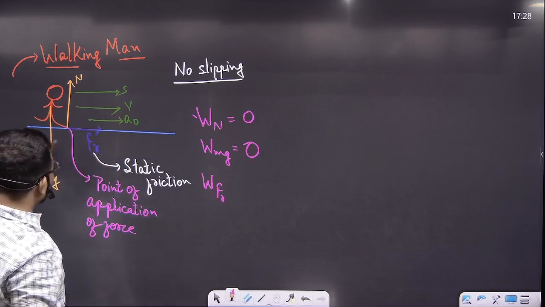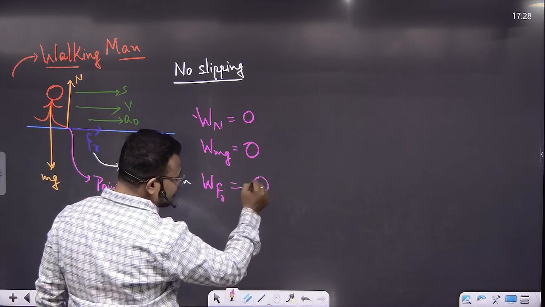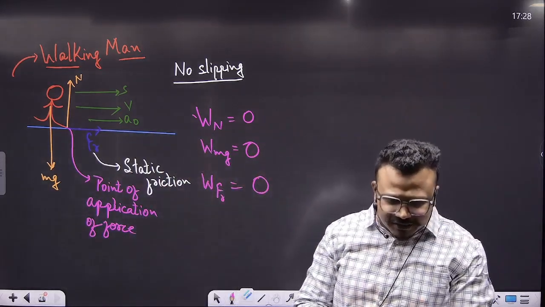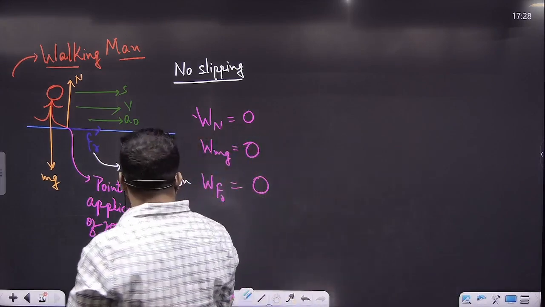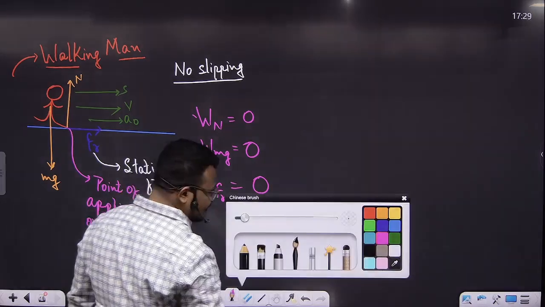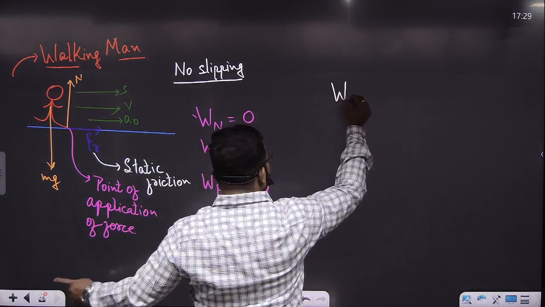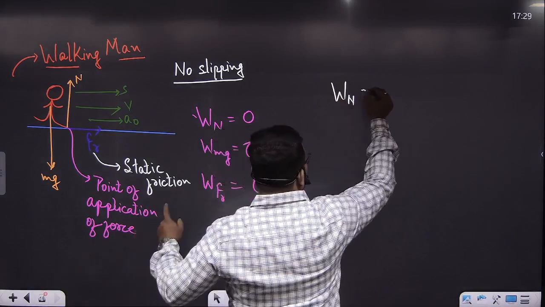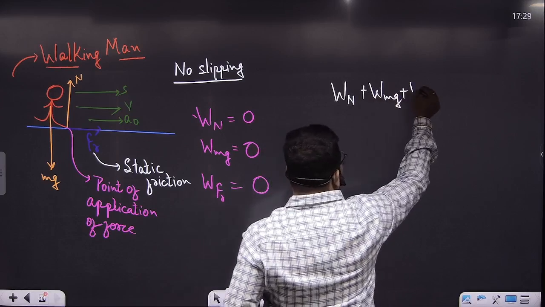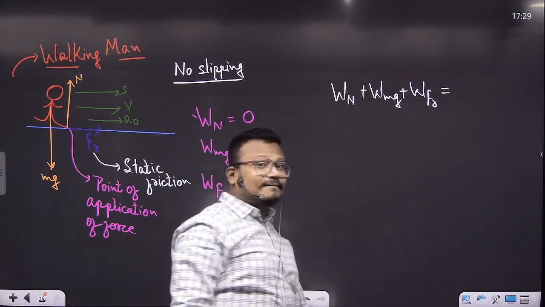Work done by friction: friction is in this direction, so work done by friction is also 0. So work done by friction, work done by mg, work done by normal became 0. So we can write that net work done, meaning work done by normal, work done by mg, work done by friction, is equal to K final minus K initial.